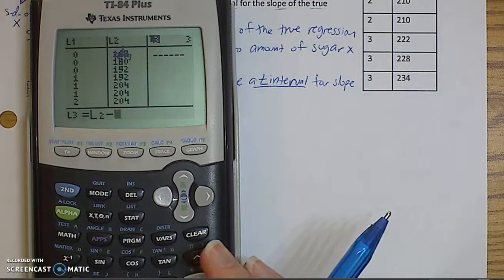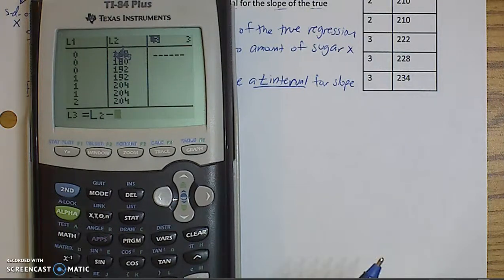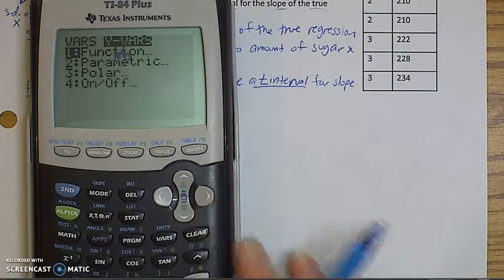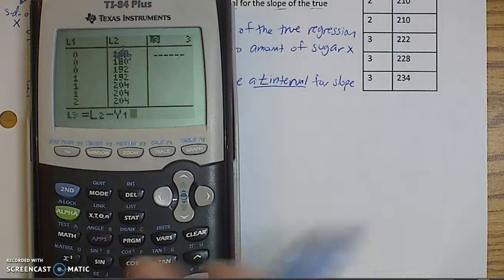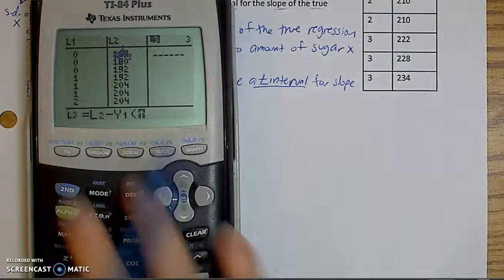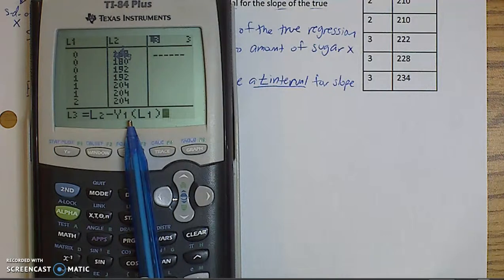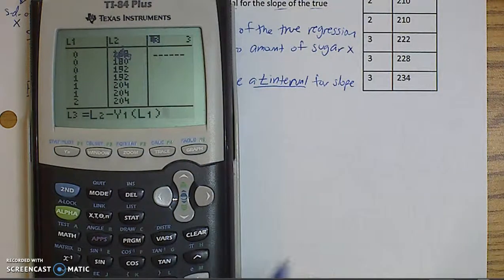I'm blanking. What do I put first? Y1 goes first. And then, yeah, that's it. And we put L1 there. So what this is doing is it's plugging in X for that, depending on the different X values. And those are my residuals. There we go.